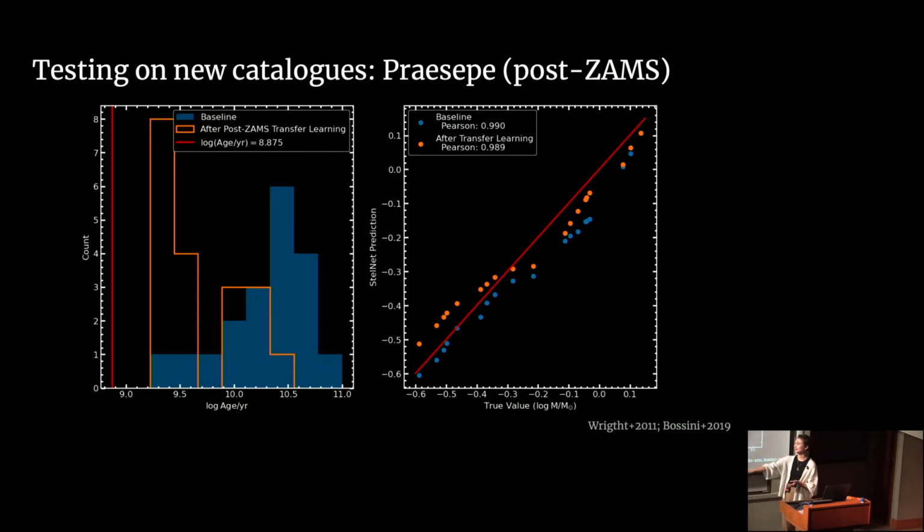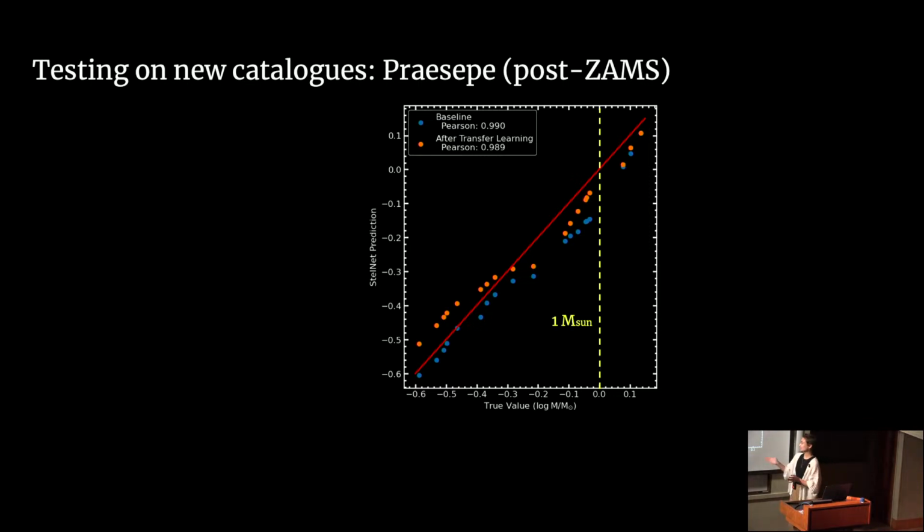On the left-hand side, these are distributions in StelNet's estimates of these stars' ages, where the baseline predictions are in the blue histogram, and the model after transfer learning, those predictions are in the orange histogram. The vertical red line is the literature value for Praesepe's age, and you can see that both models are significantly overestimating stellar age. Although, after transfer learning, the distribution seems to shift a bit closer to the true value. And I'm going to circle back to this after we talk about the mass, where you can see that the mass estimates are reasonably good for both models.